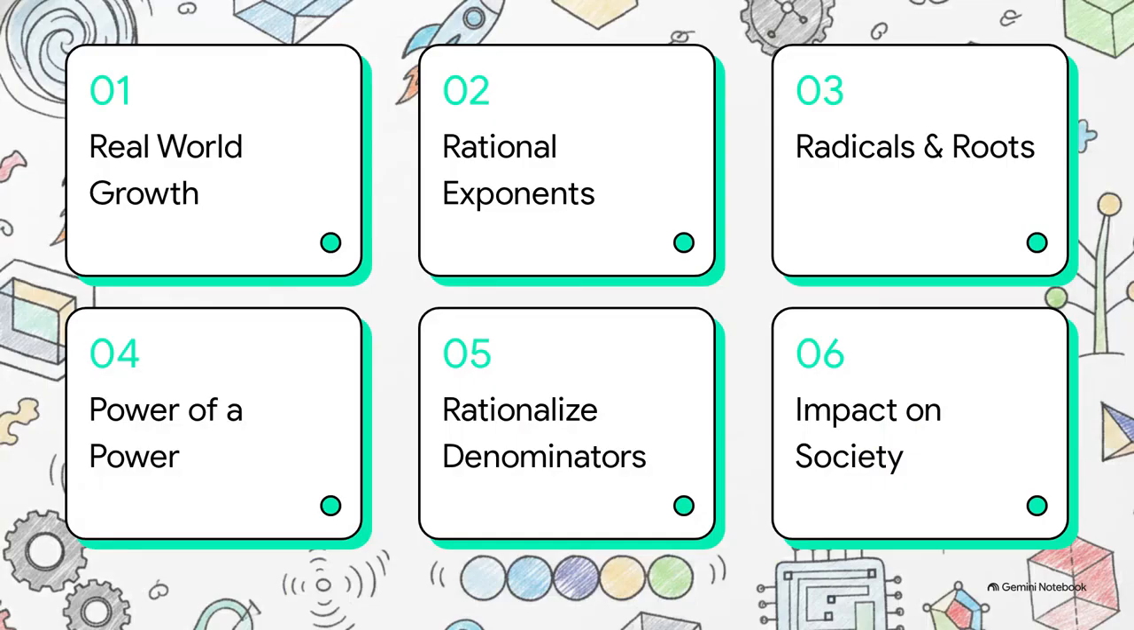Okay, here's our roadmap for today. First, we'll hit real-world growth mechanics, then integral and rational exponents, followed by radicals and their roots. After that, we've got the power of a power, rationalizing the denominator, and we'll wrap it all up with their exponential impact on society. Let's get to it.